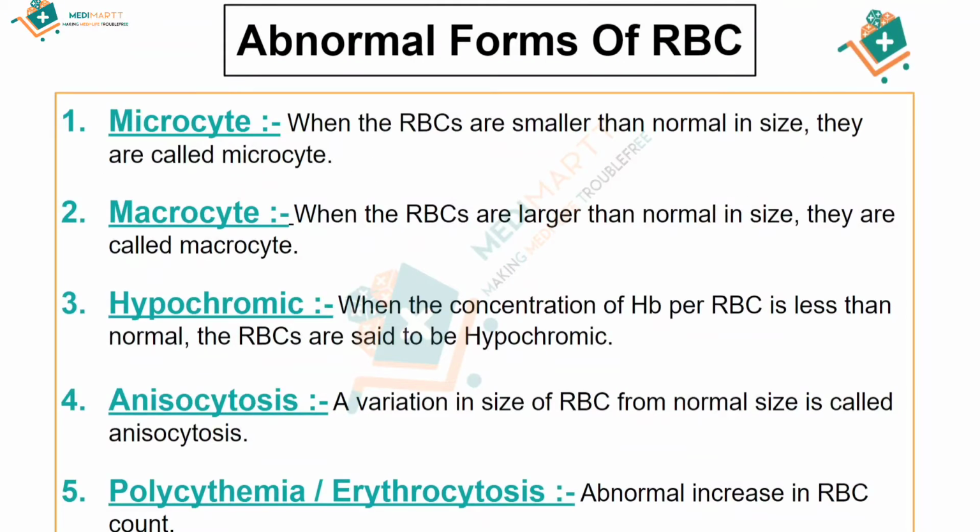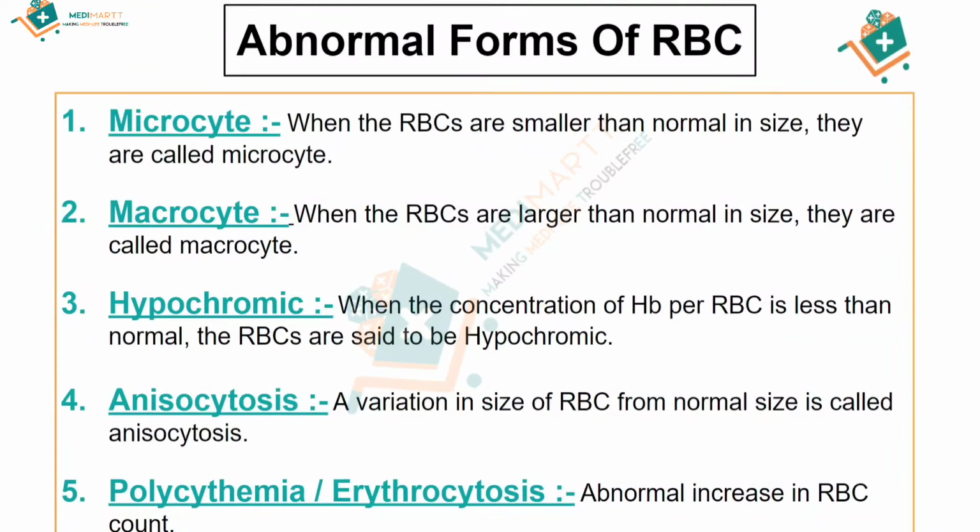Now, abnormal forms of RBC. What are the abnormal forms of RBC? Abnormal forms of RBC are microcyte, macrocyte, hypochromic, anisocytosis, polycythemia, and erythrocytosis. There are more, but first of all we will discuss these five.